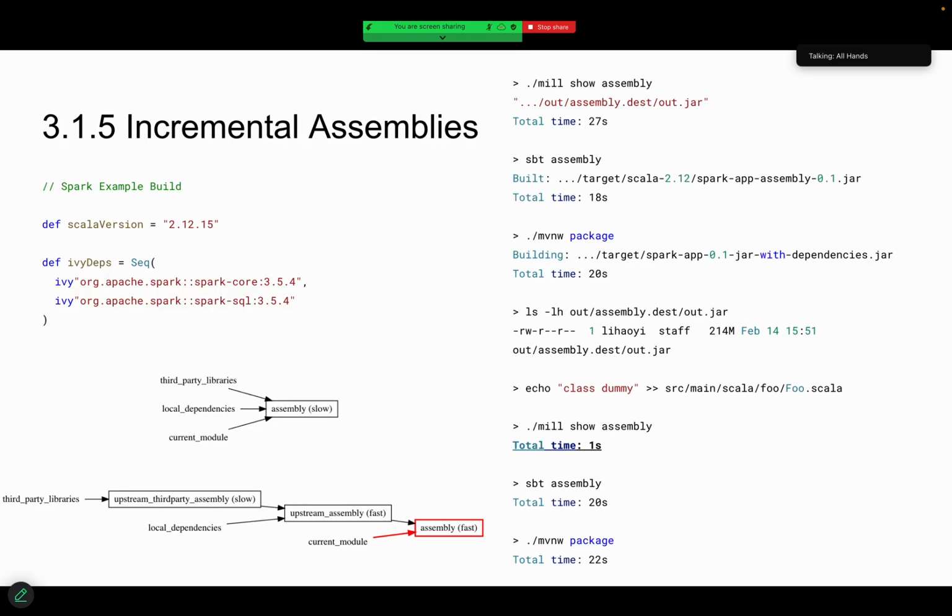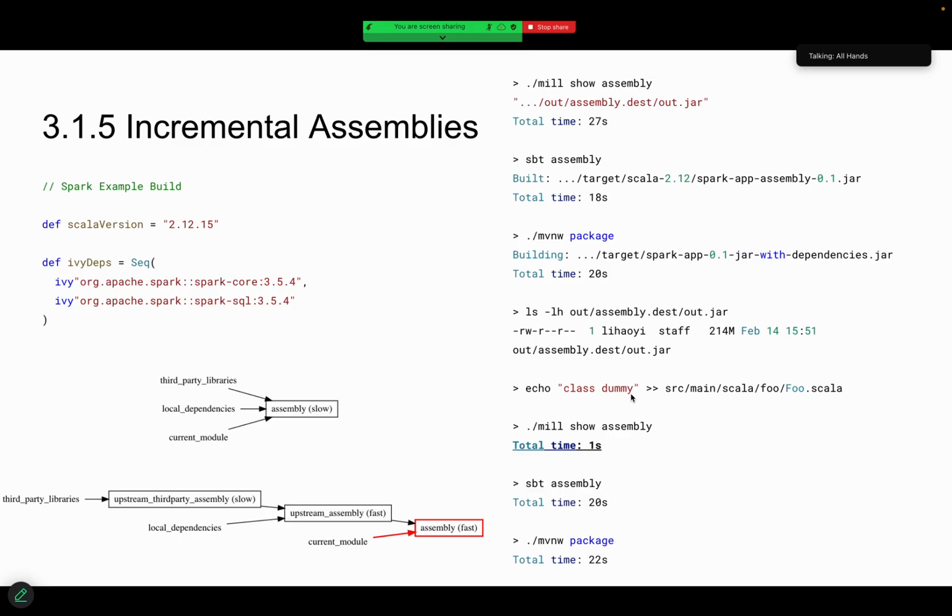Another interesting thing that Mill does is incremental assembly jars. Building big assembly jars with like 200 megabytes for Spark Submit can be slow. It takes 20-something seconds, maybe. Updating a big assembly jar can be very fast because assembly jars are zips, and you can update zips very quickly. You just open up the zip without unpacking it, take out the files that you don't want anymore, put in the new files, and that's your new zip. There's no reason why SBT or maybe even other tools don't do this, but they don't, and Mill does.